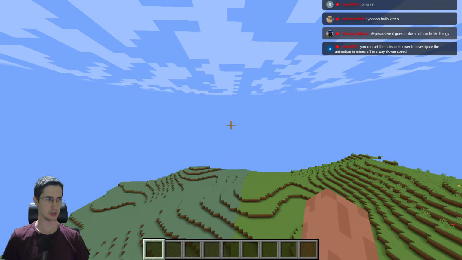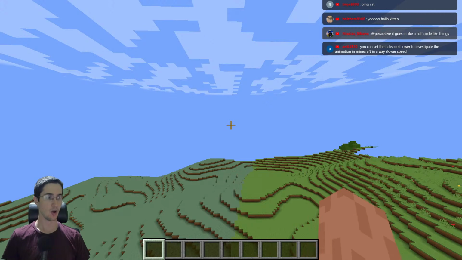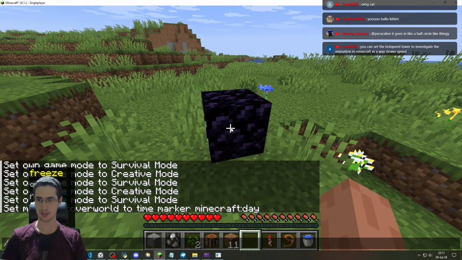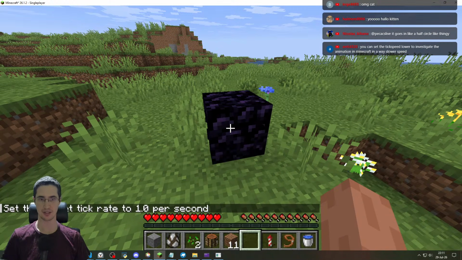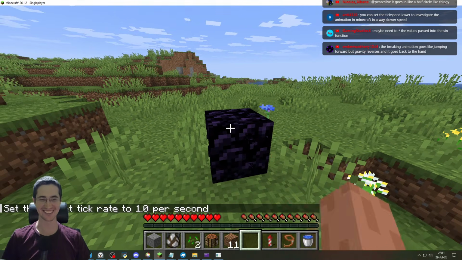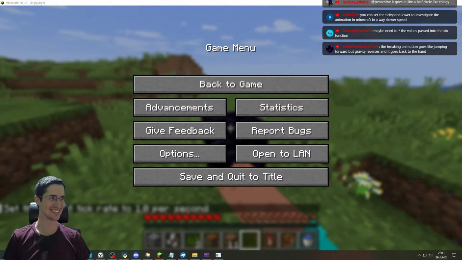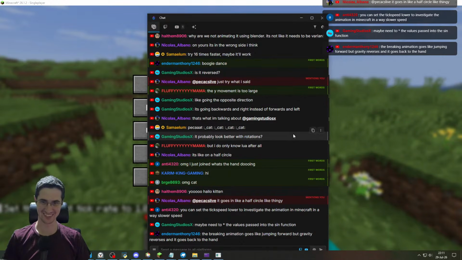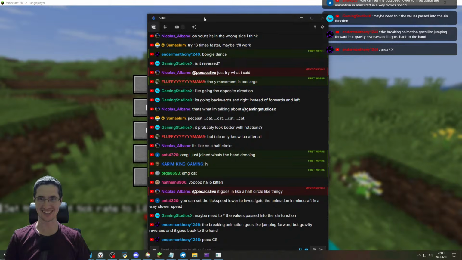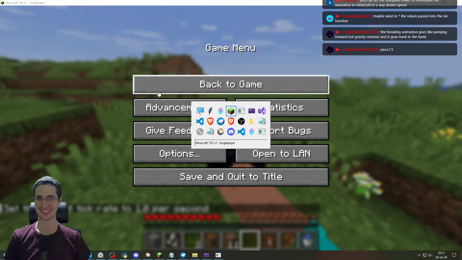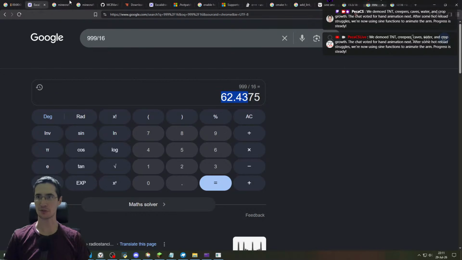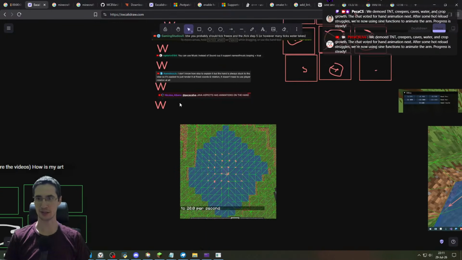You can set tick speed lower to investigate animation in Minecraft. Oh, you're a genius. Tick rate 1. Yo, thank you. Genius. W. Oh, nice. Okay, where should I put you? Here. Big W.